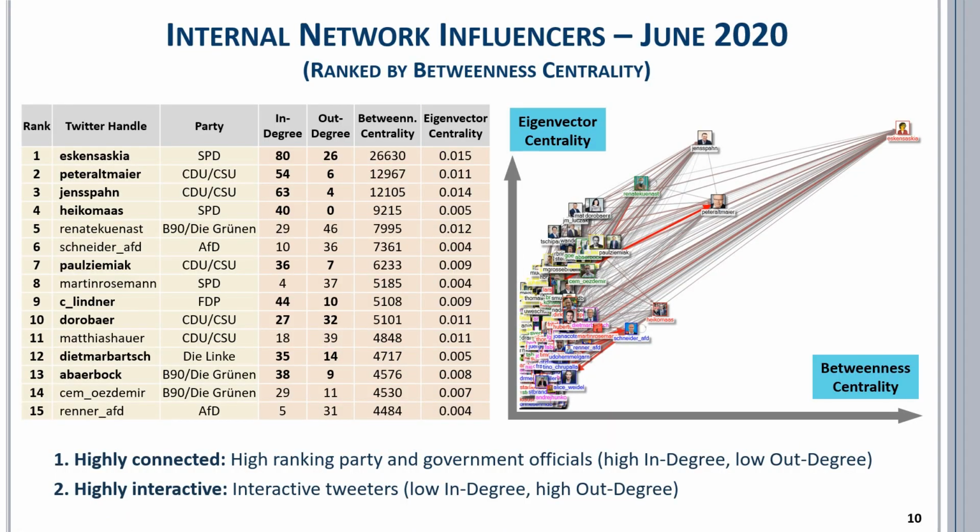Now let's move on to find out who are the top influencers within the Bundestag. This table here is ranked by betweenness centrality, and I find that there are two categories of influencers. In bold, you see the highly connected users, which are high-ranking party and government officials. They have a high in degree and a low out degree. And the second category are the interactive users, who may not be that influential at all because they gain a high value in betweenness centrality with a low in degree and a high out degree.